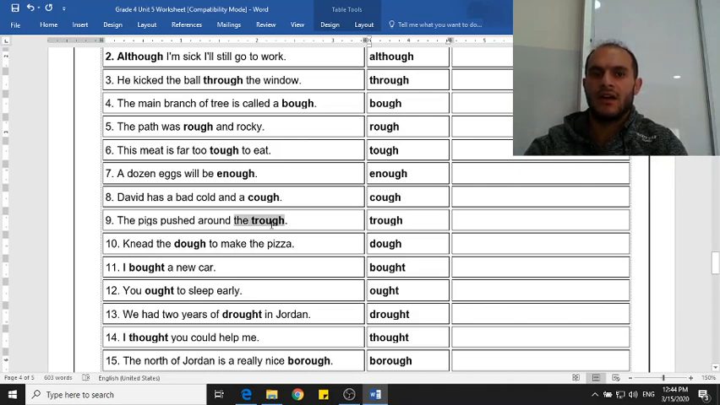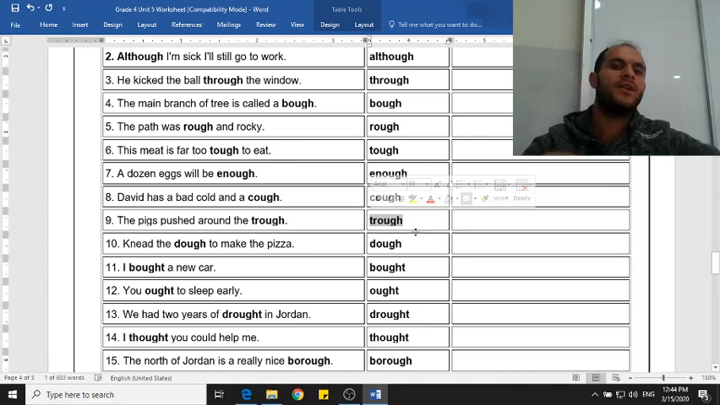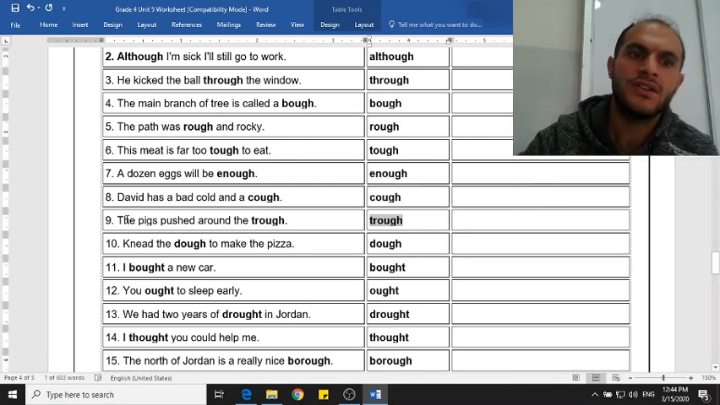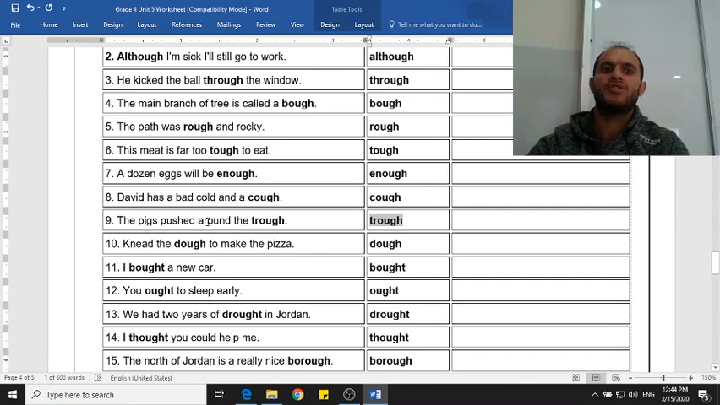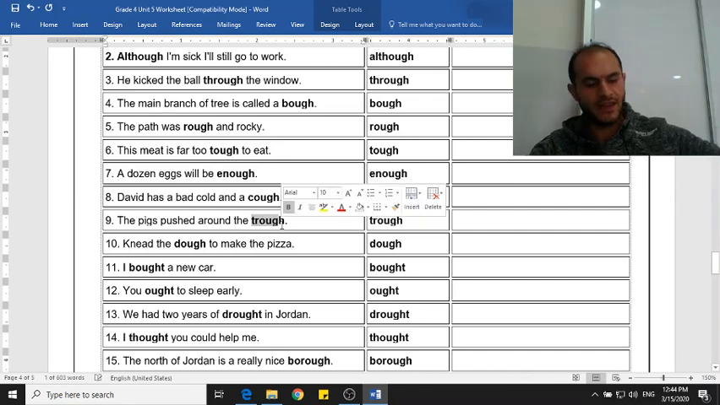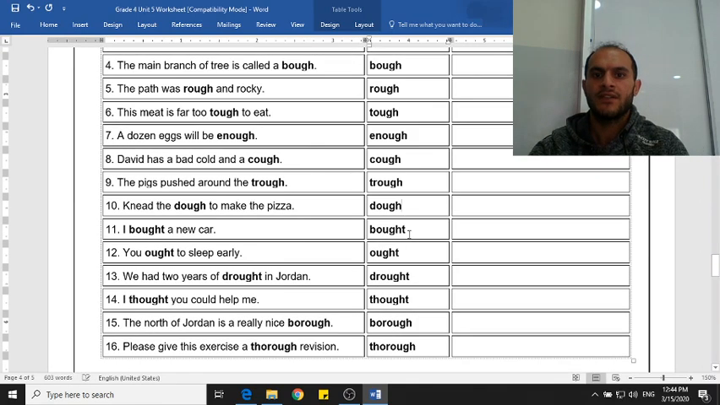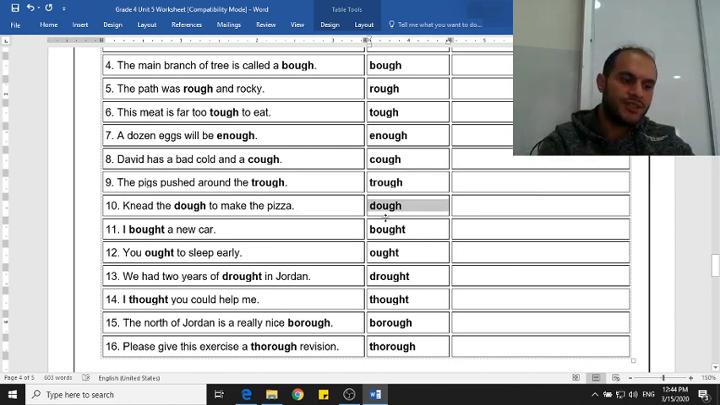And this word here is trough, and it means the area where the animals eat. Trough. So the pigs pushed around the trough. The trough is the area where the animals eat. The next word is dough. Dough is when you put flour and water together, and we put baking soda and baking powder and yeast all together to make bread. We call this dough. It's the dough.